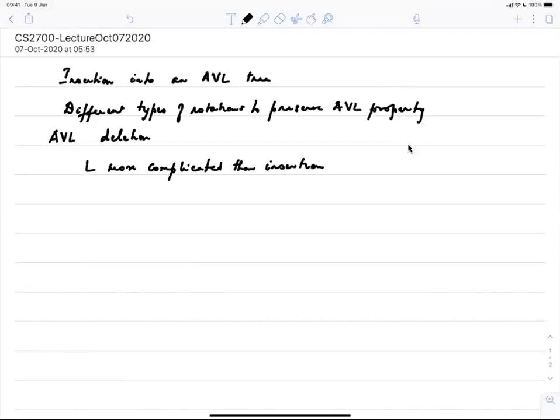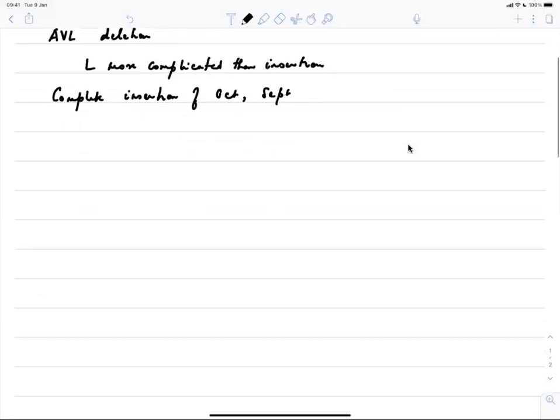Before that, yesterday we had left some 2 months which were not completed. So let's say we complete insertion of October and September. Also into the tree, all the 12 months will be there, and we'll have gotten this tree after rebalancing.